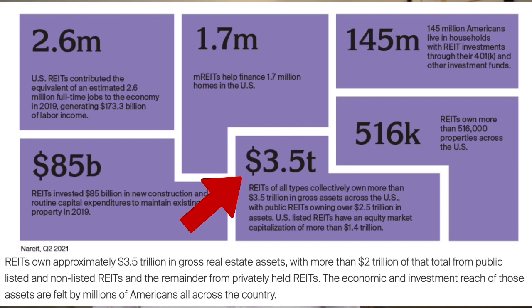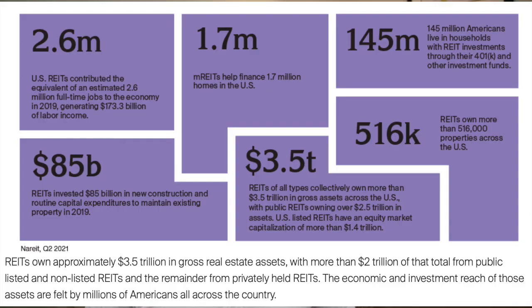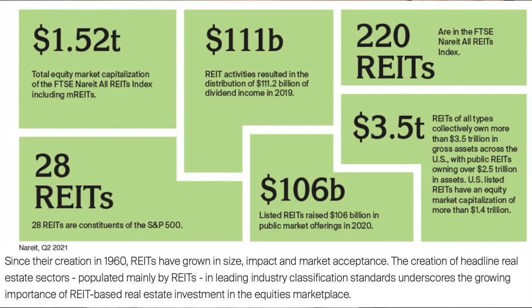REITs own $3.5 trillion of gross assets across the United States. 145 million Americans own at least one REIT or some sort of REIT investment within their portfolio, whether it's through their 401k, their taxable accounts, or their IRAs. REITs own over 500,000 properties across the United States. And there are 28 REITs included within the S&P 500. Speaking of dividends, going back to that 90% of taxable income that these REITs have to pay out in the form of dividends, in 2019, REITs paid over $100 billion in dividend income.